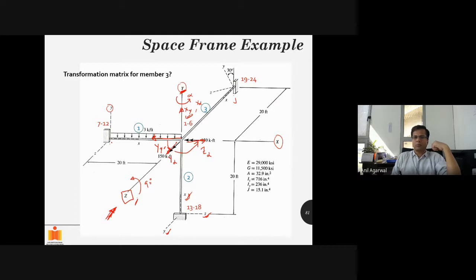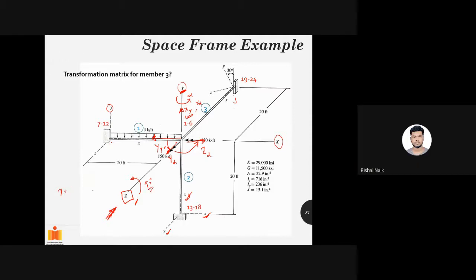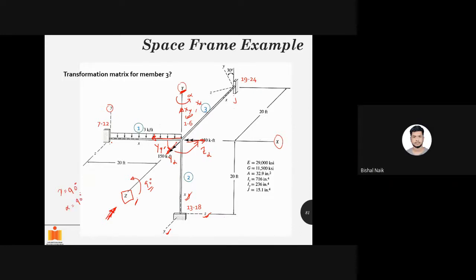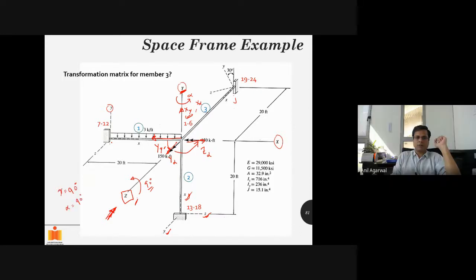Fine. So what was your gamma earlier? There was no y rotation, of course. So that is done. What was your gamma value? Gamma value is 90 degrees, sir. Yeah. And what was your alpha value? 90 degrees. Okay. Very good.